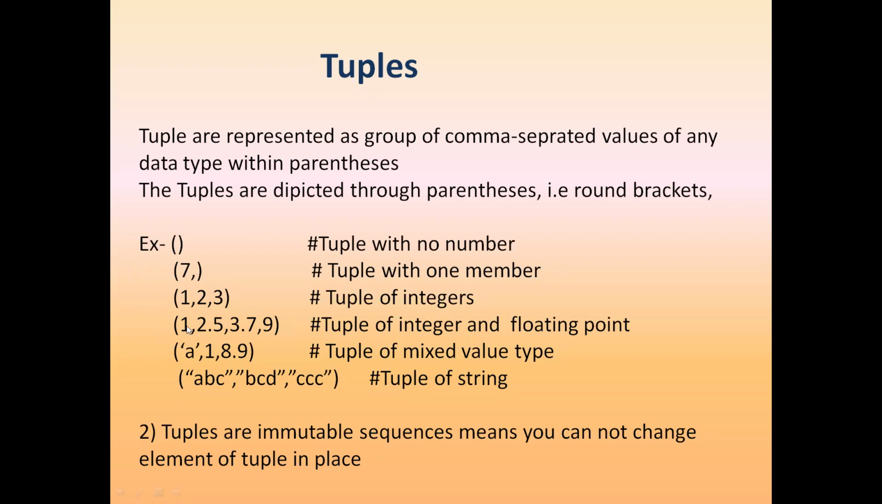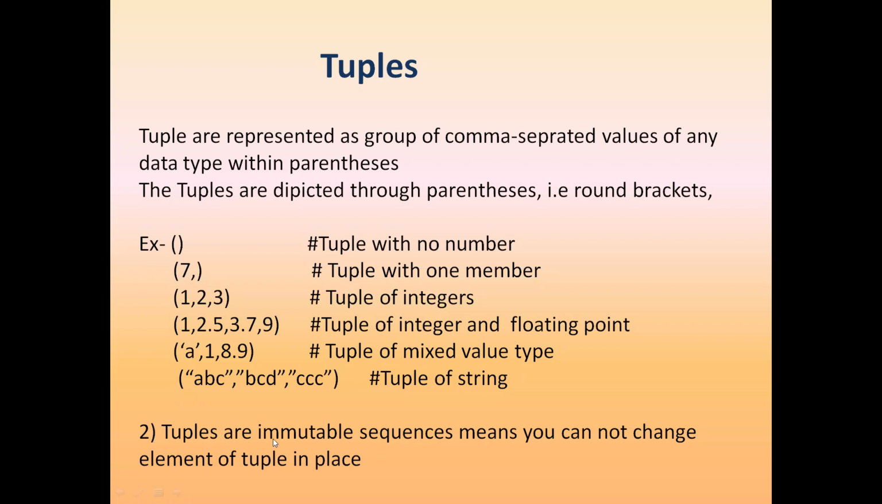In the fourth example, I have taken some different kind of values. The values are integer and floating point, so this is a collection of integer and floating point. There are two kinds of data type in this tuple. In another example, I have taken character, number, and floating point also. So this is a tuple of mixed value type. In the last example, this is a collection of strings, a tuple of strings.